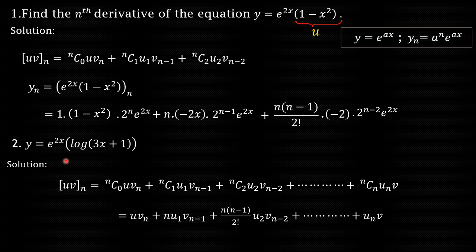Over here the derivative of neither the exponential function nor the logarithmic function terminates to 0, isn't it, after a certain stage. So it's immaterial which function can be chosen as u. For simplicity, let me choose u as e to the power 2x over here and find the corresponding nth derivative of it.